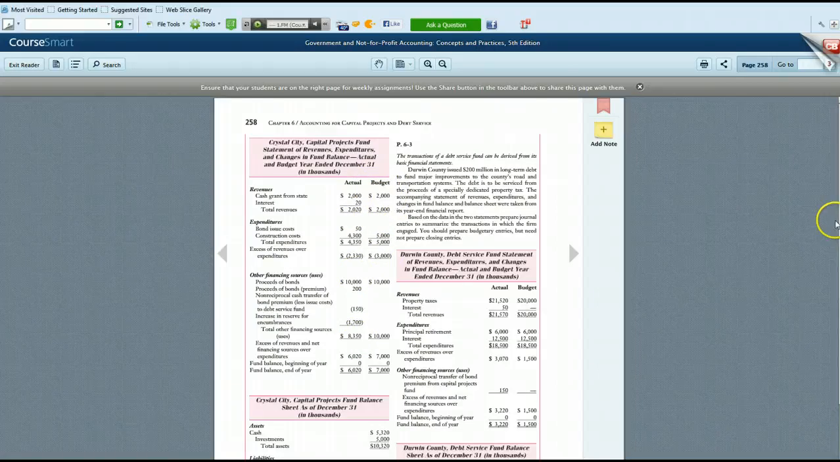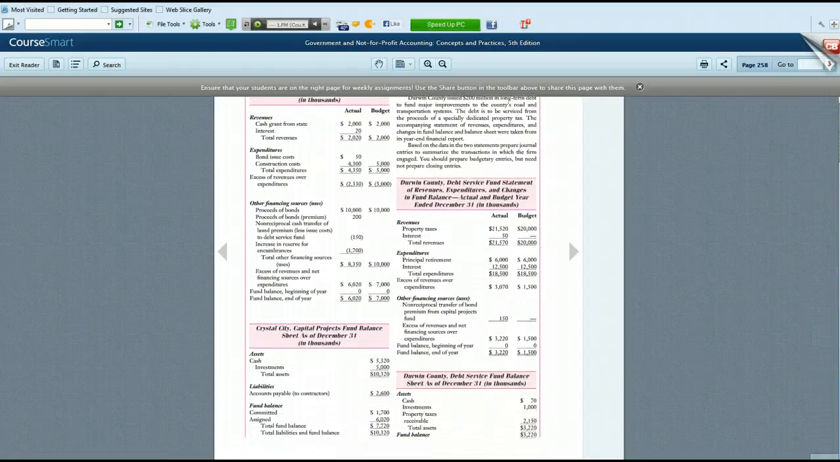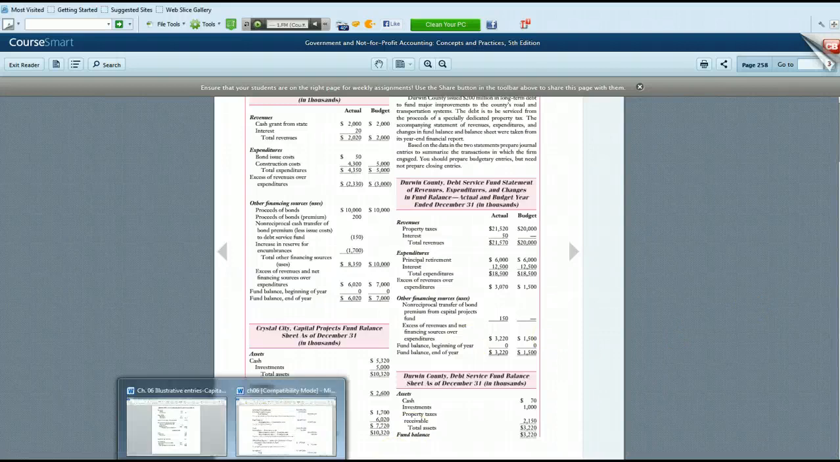That helps us gain an understanding of those budgetary figures versus what actually did occur. And then when we look at our fund balance sheet, we show the cash of $5,320,000, investments, and the accounts payable to contractors, which would be payable within the 60-day mark. And then in our fund balances, we've got committed encumbrances outstanding of $1.7 million, the fund balance assigned of $6,020,000, and a total fund balance of $7,720,000. So our job is to create the journal entries to support these financial statements.